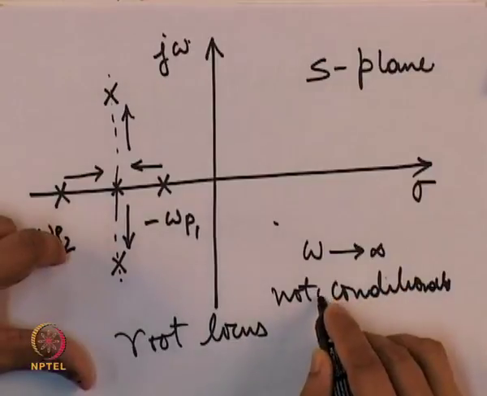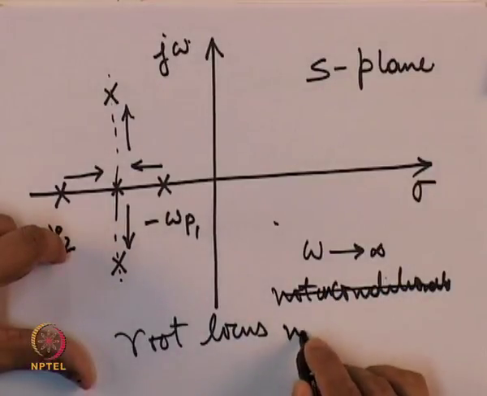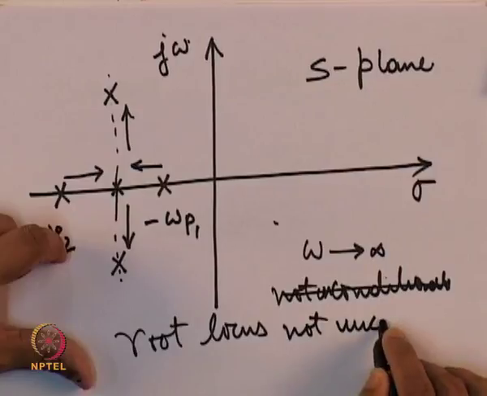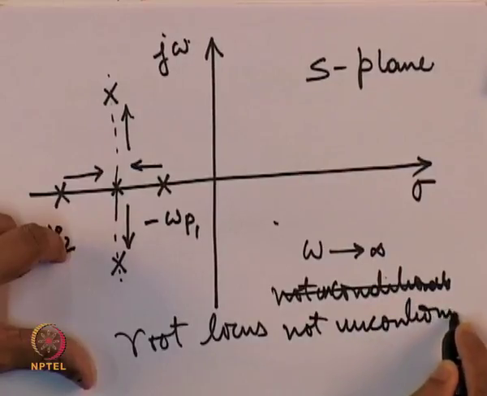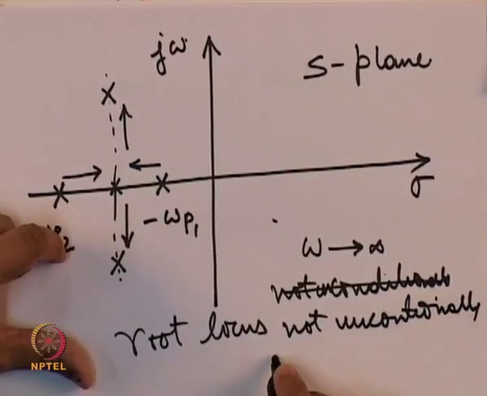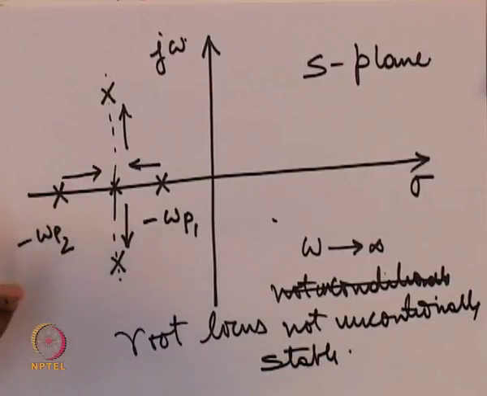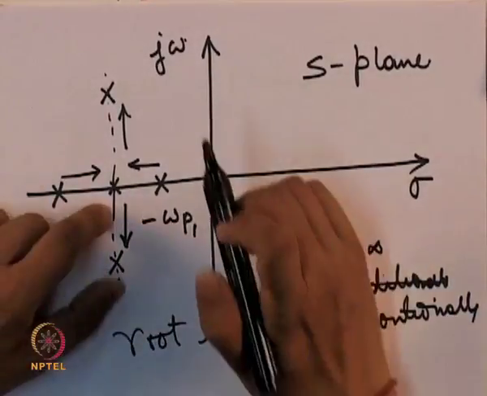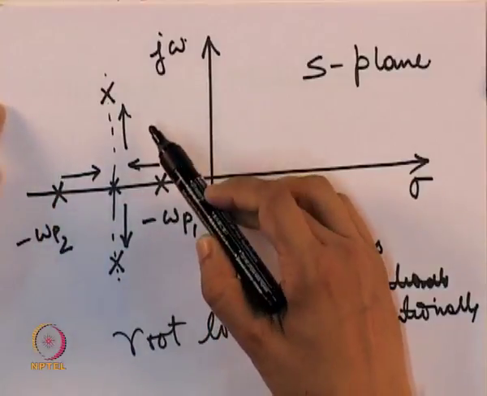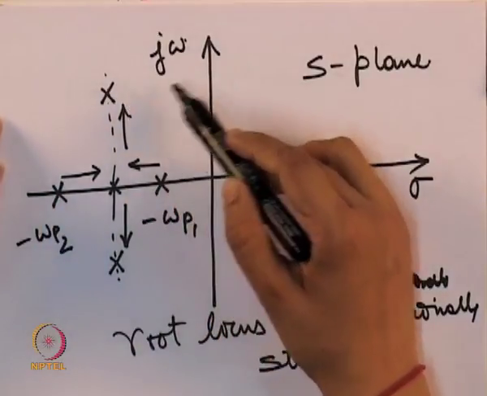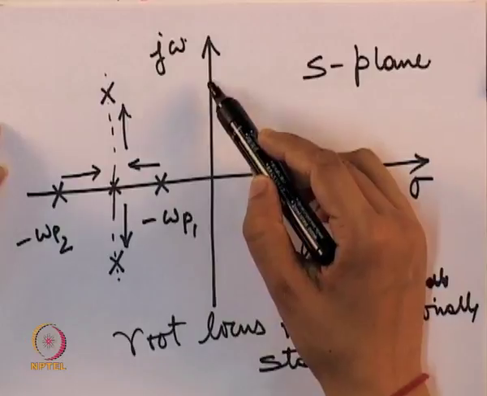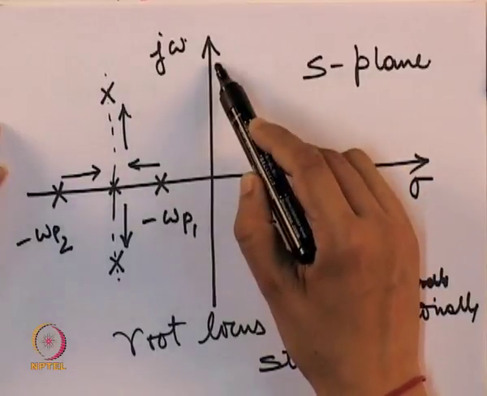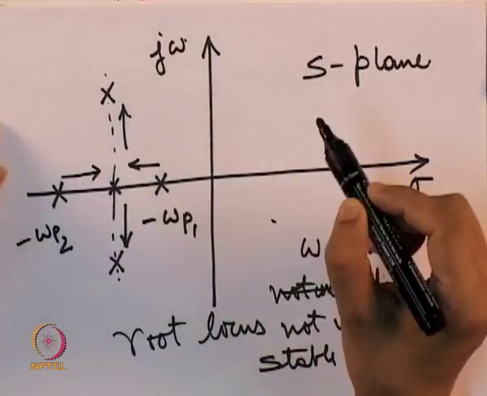So, it is not unconditionally stable, like the single pole case. However, for most practical frequencies it does remain stable, because for most practical frequencies the root locus will never cross the j omega axis, neither will it merge with the j omega axis.